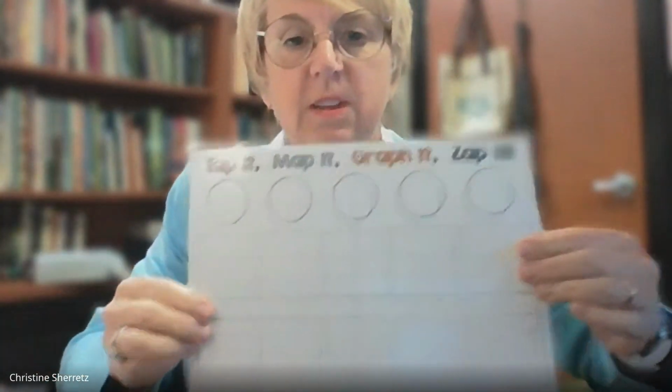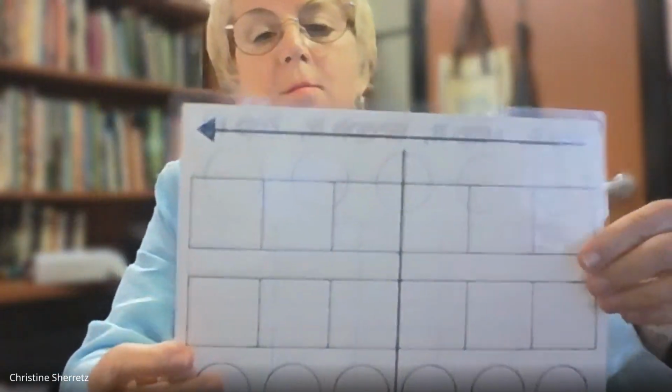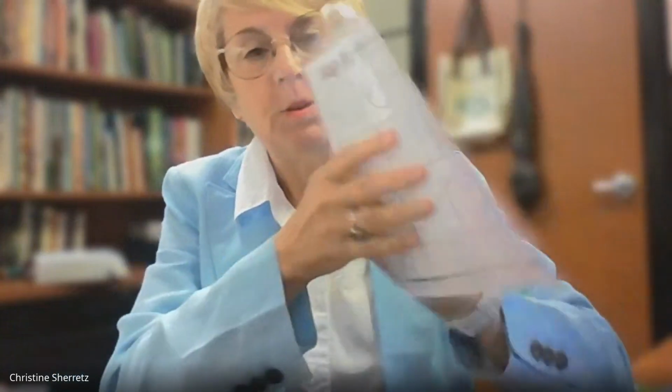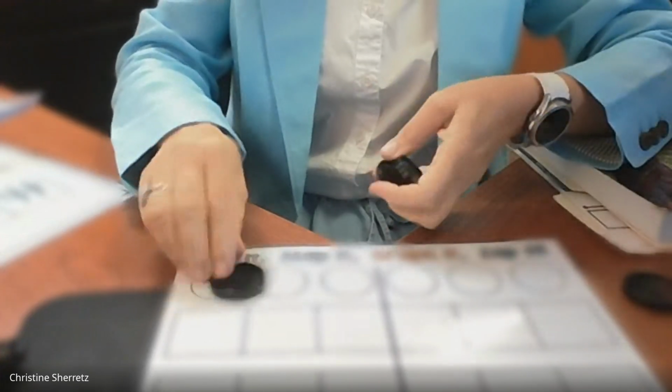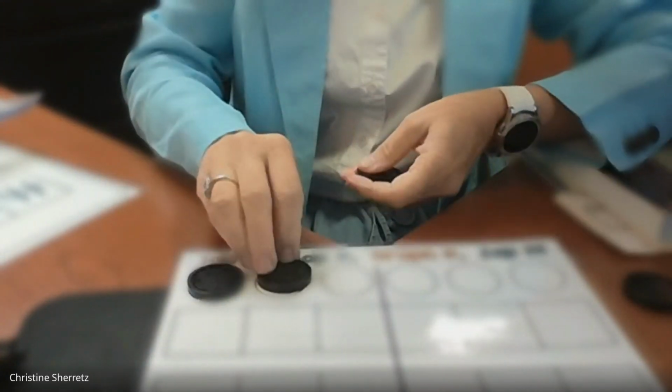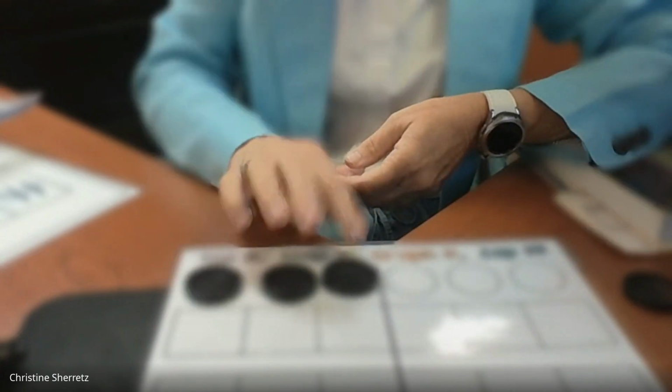I've also used this particular one. If you can see, this one is called Tap, Map, Graph, and Zap. So let's say I said the word dog. First, we're going to tap it. D, A, G. Now we're going to map it. When we map it, we're going to put these little chips here. D, A, G. We're mapping it.